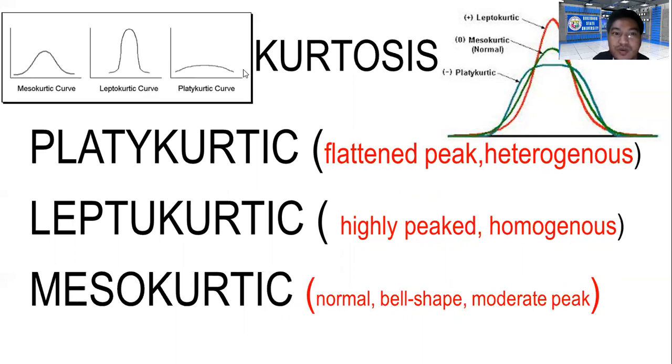Kani siya, lagyo ang score ang kaning platy. Ang lepto is cluster ang score, kaabay-abay ra, kay homogeneous man. Ang mesokurtic, ito atong normally distributed, normal distribution, it's normal, bell-shaped, and moderate in peak. Okay, so I hope it's clear. Platykurtic flat, no? So, lagyo ang score. Ang leptokurtic, dugol ang score, and then it's highly peaked.